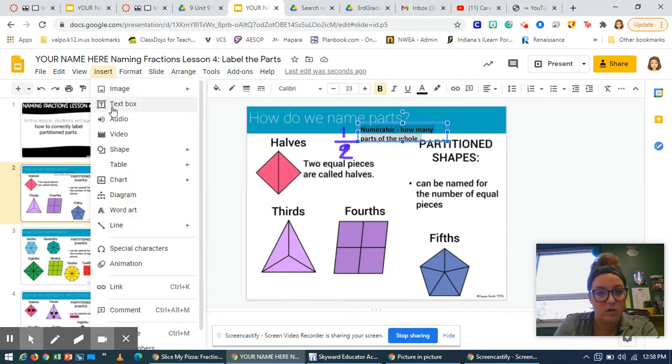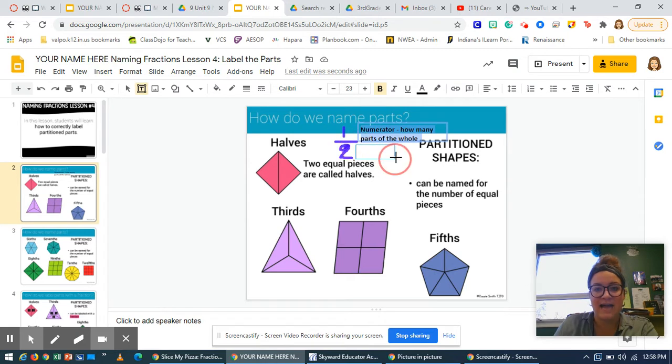The second word that we're going to learn today is denominator. Can everybody say that word with me? Denominator. And the denominator is the bottom number in a fraction, and it tells you how many pieces are in the whole. How many pieces are in the whole? And that means like the whole shape.